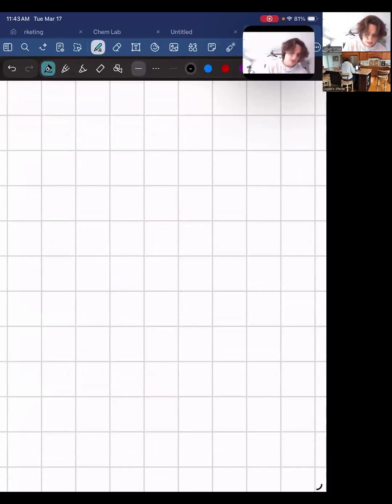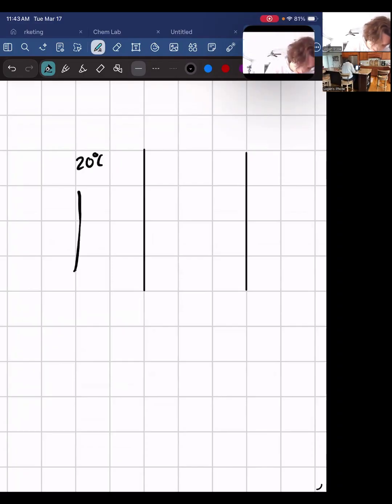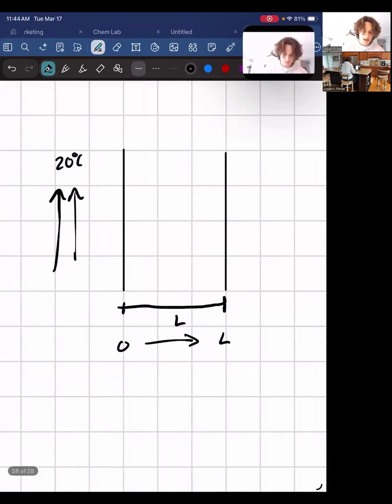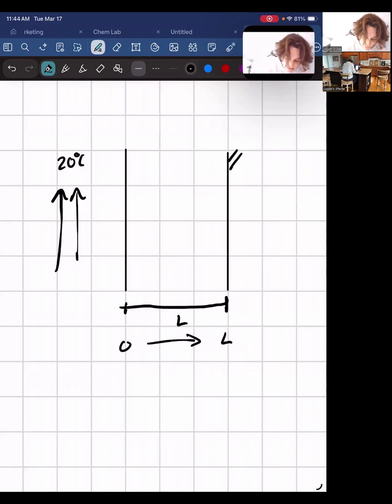So if we look at, say, a tube here, right, one side is going to be 20 degrees Celsius, right? Air is coming up, right? It'll be a length L at 0 to L. And this will be our positive x direction. And this side is perfectly insulated. Right, we have our Q.